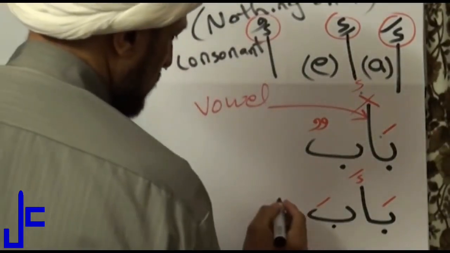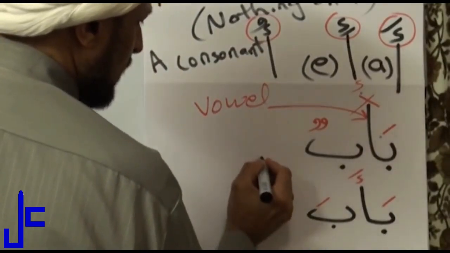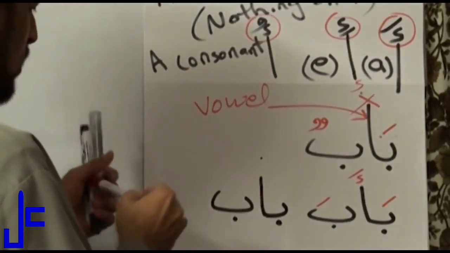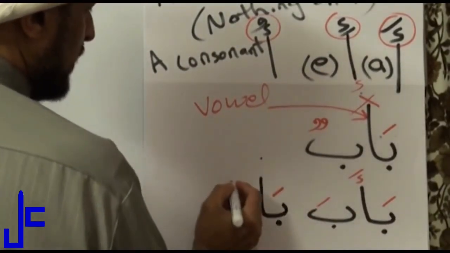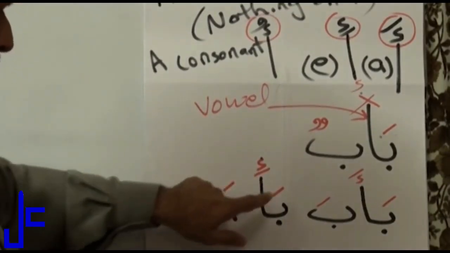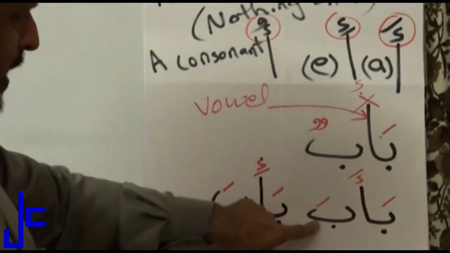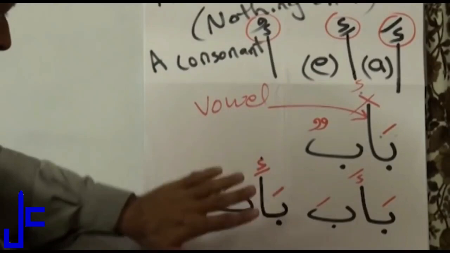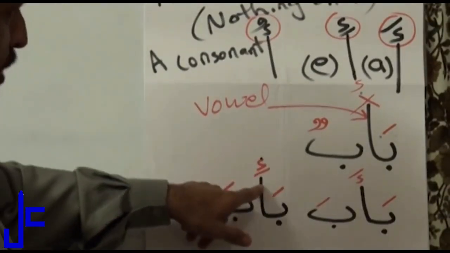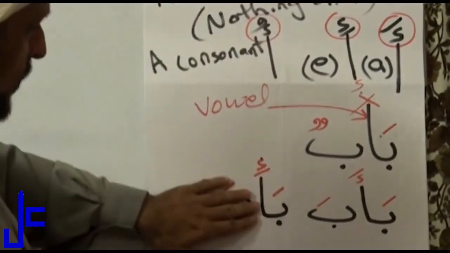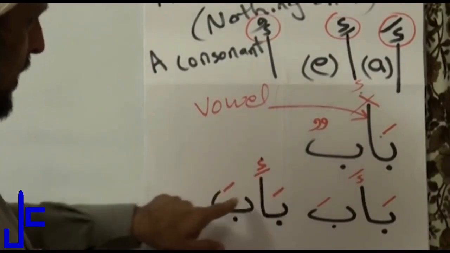We can do experiments. Let's put a kasra under the hamza and see how the pronunciation comes out. Ba'i-ba. So it's not a long sound. It's a short vowel, because this is not an alif of vowel, it's an alif of consonant. So it is ba'iba.